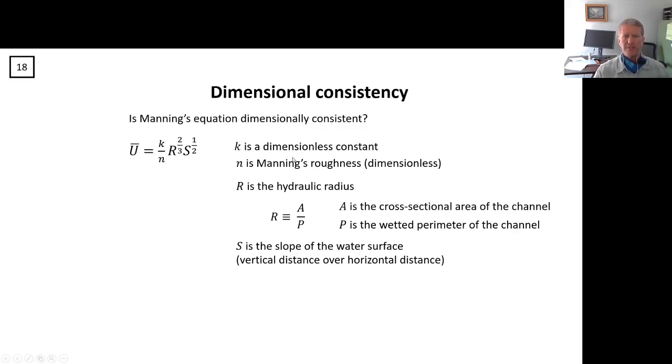We have K, which is a dimensionless constant. We have N, which is Manning's roughness. That's a dimensionless number, similar to the friction factor. R is again the hydraulic radius, same idea as the hydraulic radius before, and S is again the energy slope of the water surface.